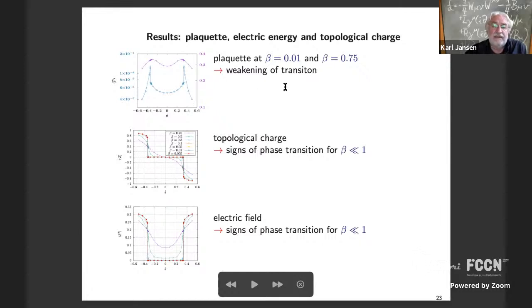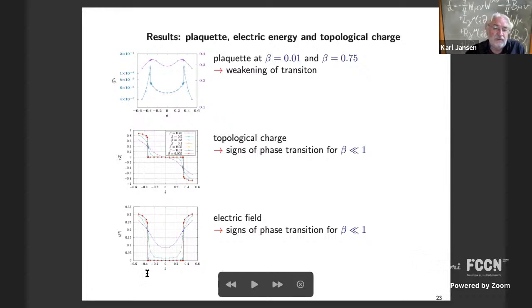And if I make beta larger, so going to smaller values of g squared, then this phase transition is weakened and you only see indications of the phase transition. So it seems that for some critical value of beta, this phase transition might vanish. You see this also in the topological charge expectation value, where for small values of beta, you have really sharp transitions when you change theta at around minus 0.4 and 0.4. And if you increase beta, then these sharp transitions vanish and you see a smooth behavior of the topological charge.